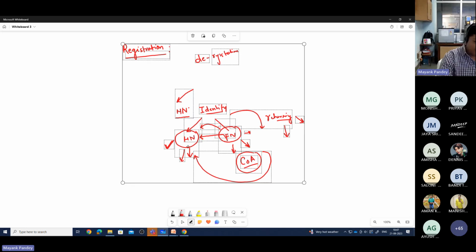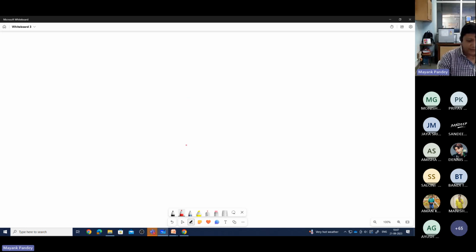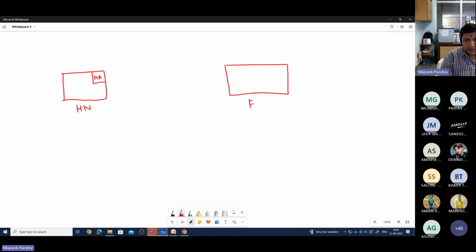So let me draw it again. The complete scenario. There is a home network. In home network, there is a router which is home agent. There is a foreign network, and there is a router in foreign network which is foreign agent. There is a correspondent node. There is a mobile node of this network, which currently is in the foreign network. Mobile node has moved from its home network to the foreign network. Right now, here is the mobile node.